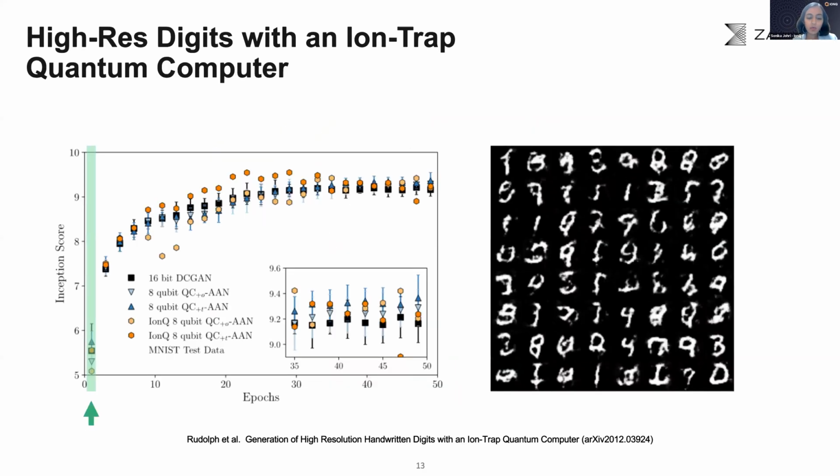We tested this idea on quantum hardware from IonQ. For this experiment, we used 8 qubits of the 11-qubit quantum computer from IonQ that is available on the cloud. On the left over here, you see a comparison of how the learning evolves on the quantum hardware, which is shown in orange, versus how the learning evolves with a purely classical model, which is shown in black.